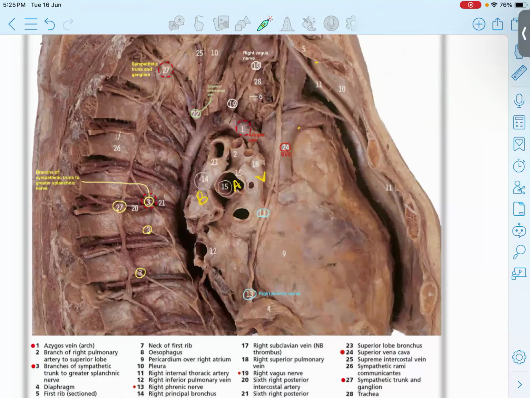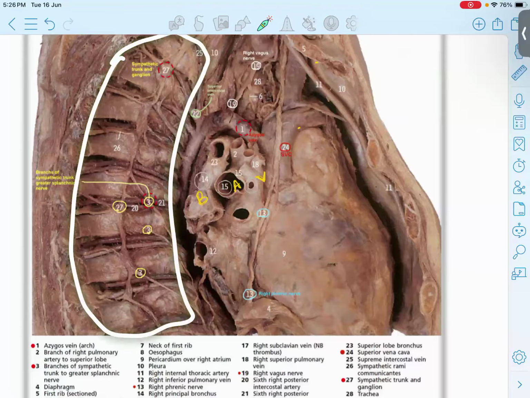Without thinking, we can tell that it is right-sided. All structures will be right-sided, okay? If we observe this azygos vein at very first, so right-sided, right internal thoracic artery. Then come to this side. It is also very important for MRCS exam.